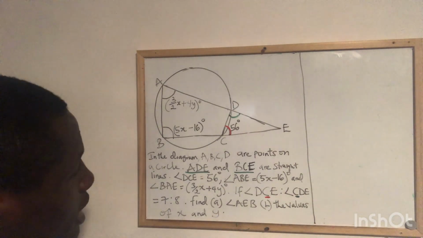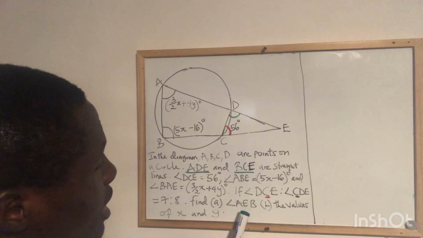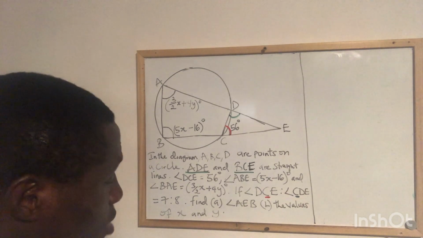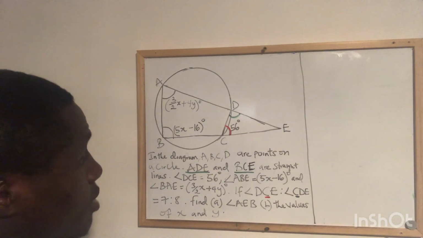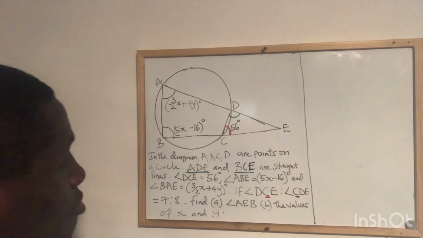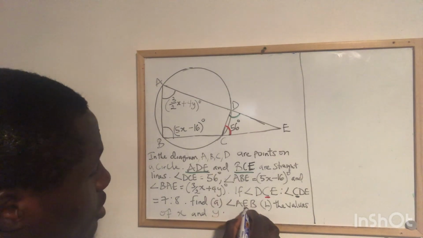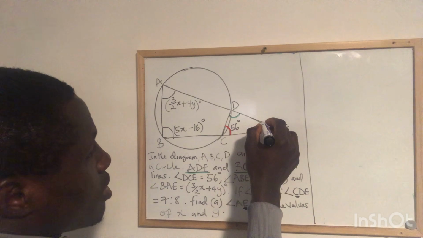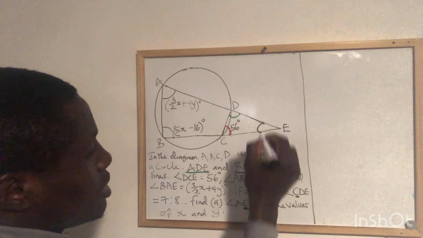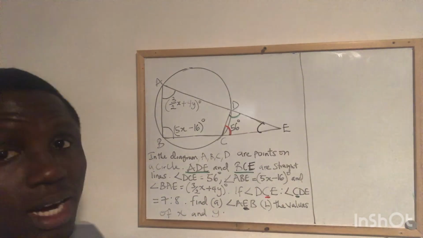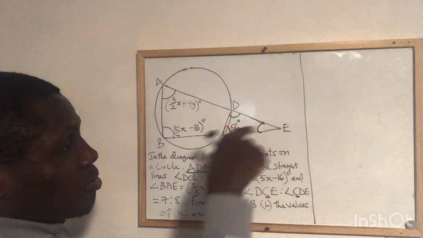Please note that. And then we are asked to find angle AEB, which I'm going to mark out here. This is angle E. That's what they are trying to say. The angle with the middle letter is the angle that we are looking for.